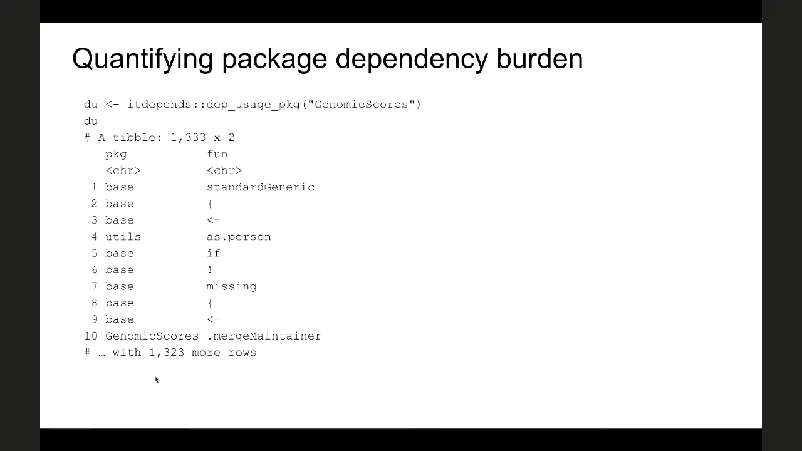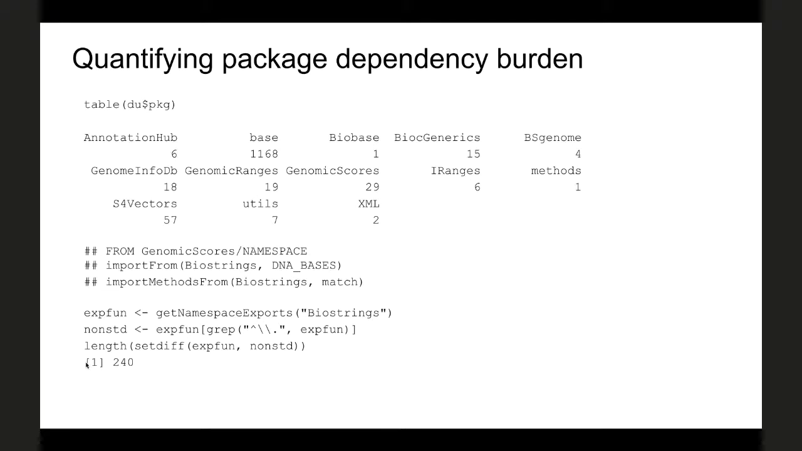And here I have 1,353 rows in total. If we cross-tabulate the column of the package, then I see, for instance, how many calls I make to each of my dependencies. Obviously most of my calls are calls of genomic scores to the base package, but that's it.